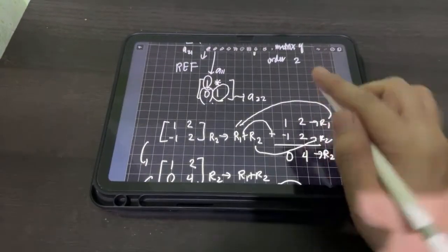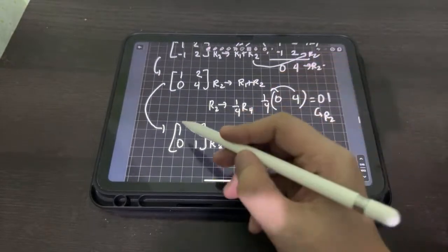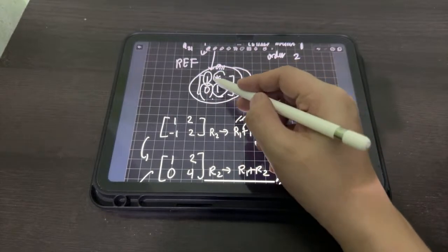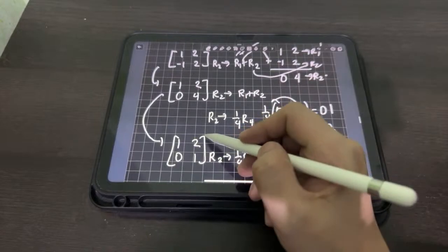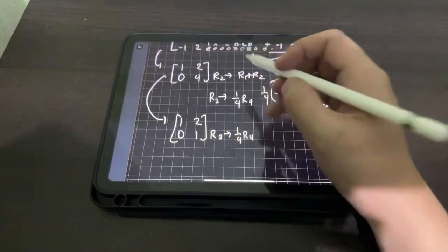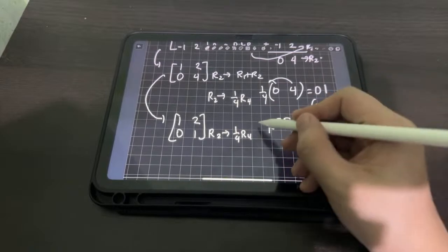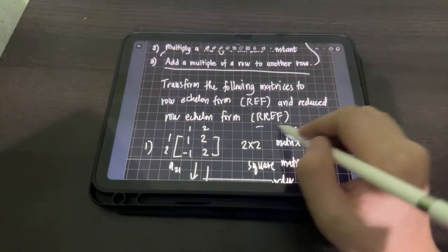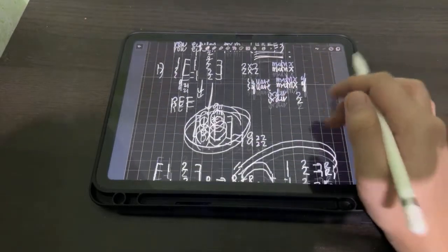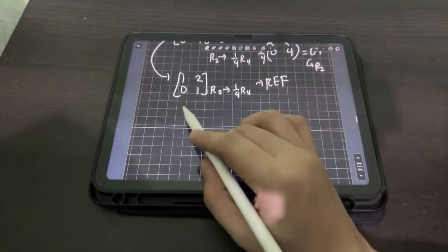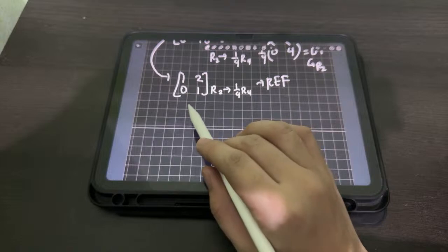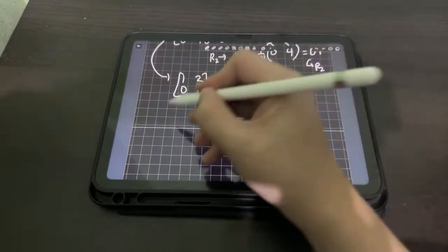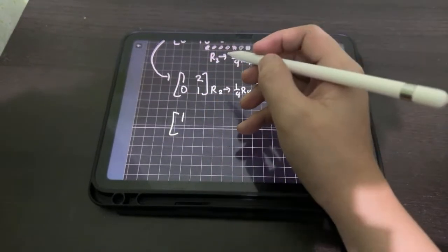So we already have obtained the REF form because we already have this form, 1, 0, 1, and asterisk, any number. In this case, we have 2. So this is already in REF. How about the next form, its reduced row echelon form. So if we want this to have its reduced row echelon form, it should be 0 here, right? Based on the property of reduced row echelon form.